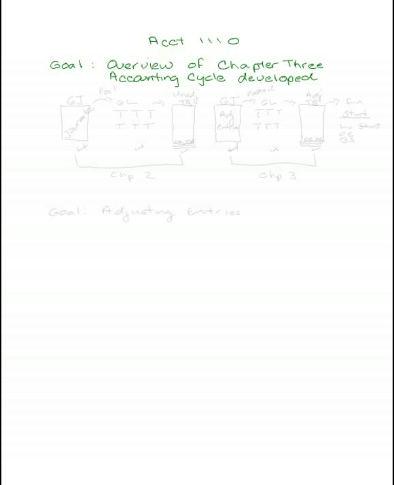What you learned in Chapter 2 so far was, after you learned how to use the rules in debits and credits, you learned that you needed to journalize transactions, and you journalize transactions in the general journal, and you learned that you have to post those to the general ledger, and the general ledger is where you keep all your financial statement accounts.